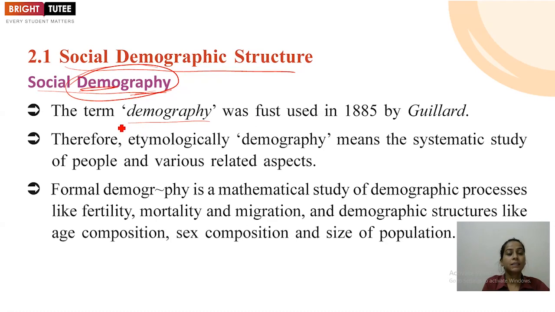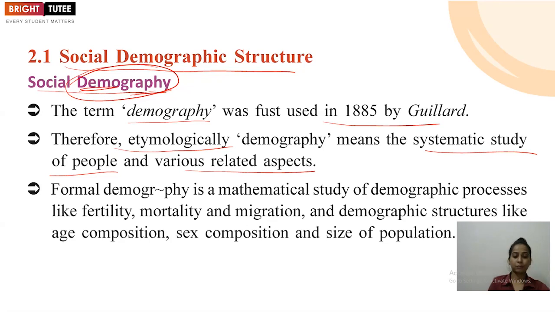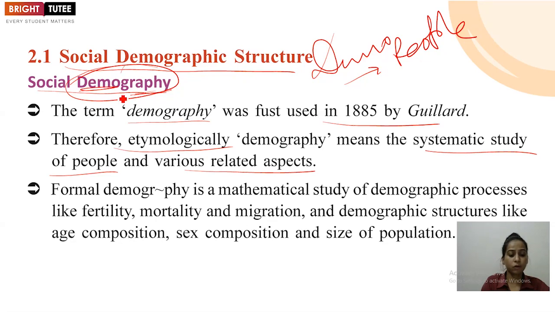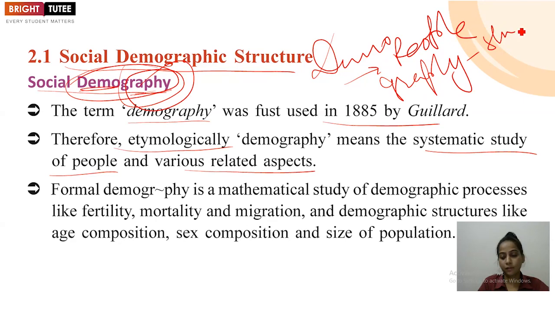Here we can see that the term demography was first used in 1885 by Guillard. Etymologically, demography means the systematic study of people and various related aspects, because demo means people, and the other part of this word, graphy, means study or the science also we can say. So how can we define the term demography? It means the systematic study of people. Clear? So that will be demography.